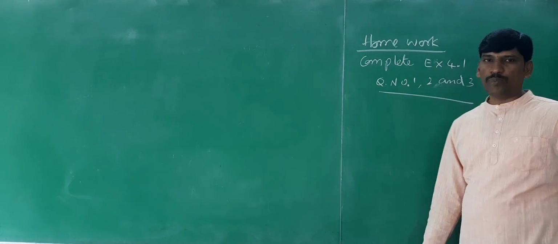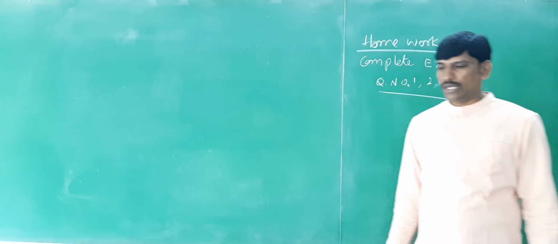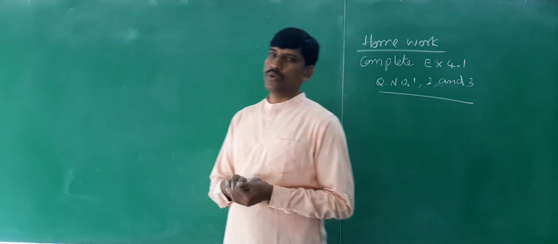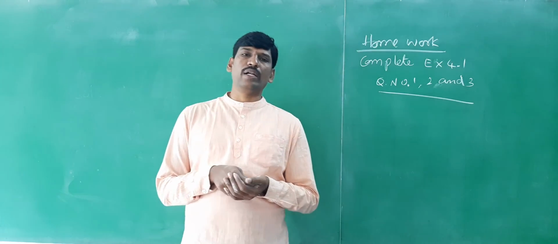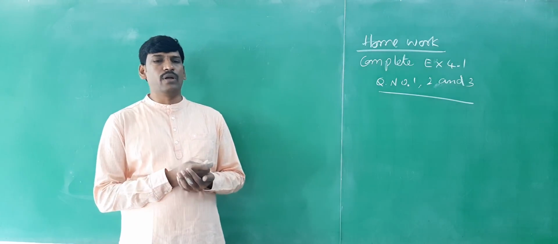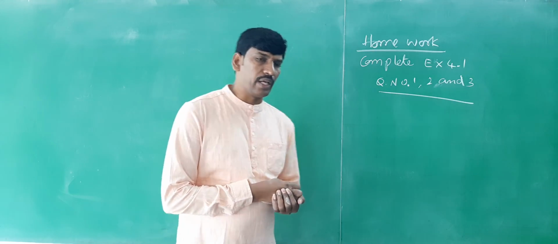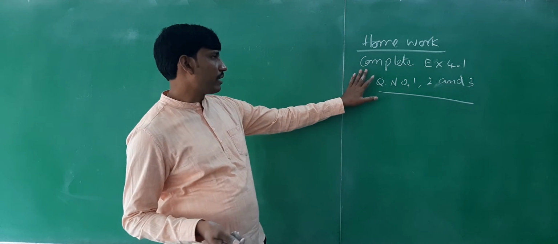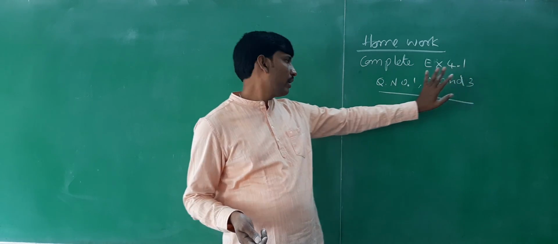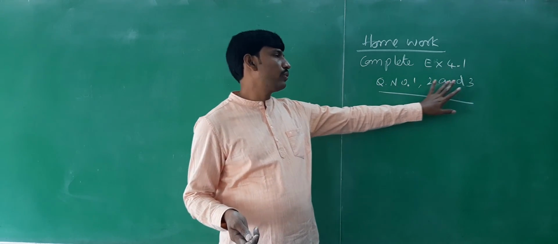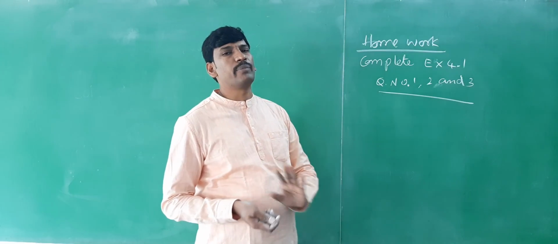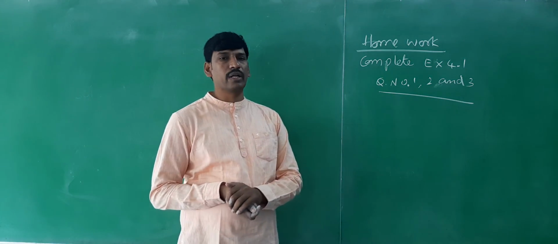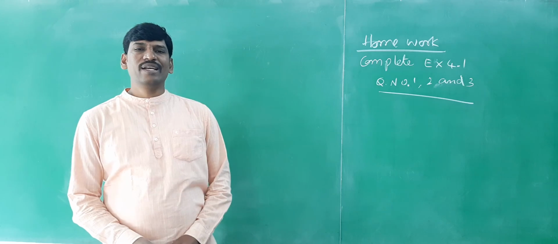Right, children, I hope you understood today's class: what is an equation, how to solve an equation, how to find the value of the variable that will satisfy the given equation. That we already discussed. So today's homework is to complete exercise 4.1, questions number 1, 2, 3. These 3 questions you need to complete. That is today's homework. Right children, thank you. Have a great day.